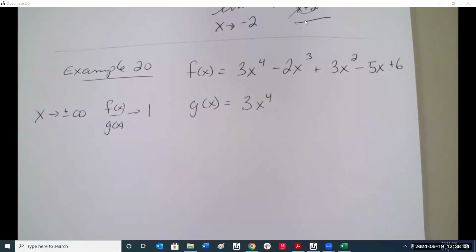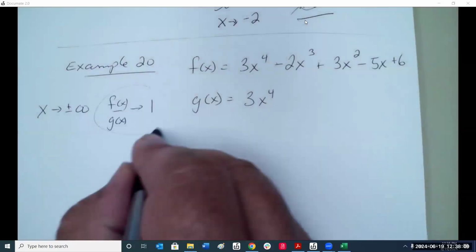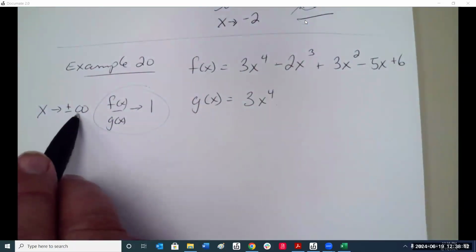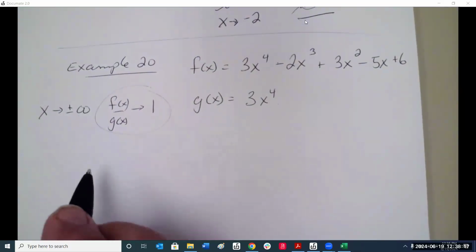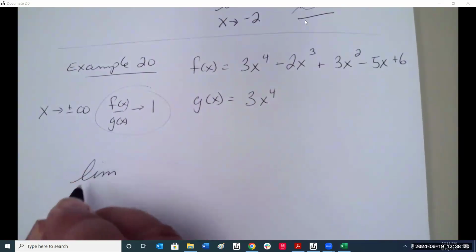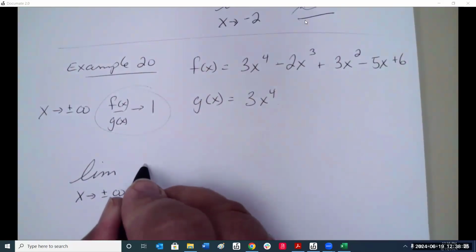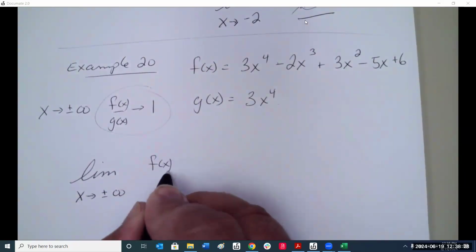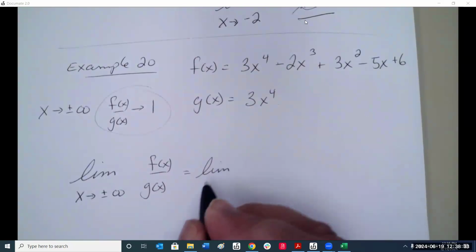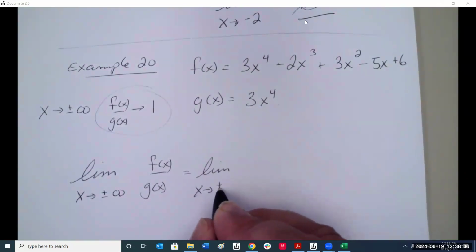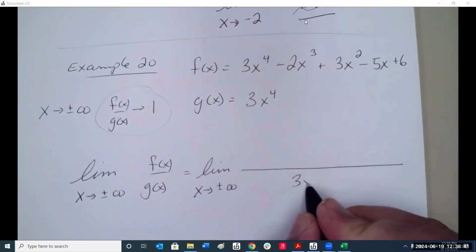So how do we do that? Well, let's look at this. They're saying that as x becomes very large, the equations become very similar. So we take the limit as x approaches both positive and negative infinity of our f of x over g of x, limit as x approaches positive negative infinity of all that stuff.